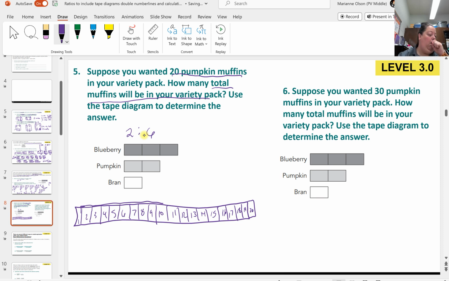Yay! And I believe we have the same problem on this one. So we have 20 here. Then we have 1 bran for every 2 pumpkin. No! Can I do Control Z? There we go. My tape diagram's going to look a little weird. So here's 2, so there's 1. There's 1. I'm putting it in between the 2 so I can see it. For every 2 pumpkin, I get 1 bran.